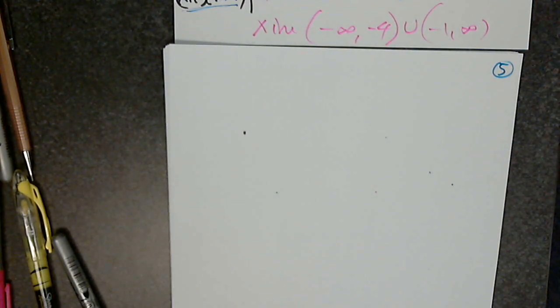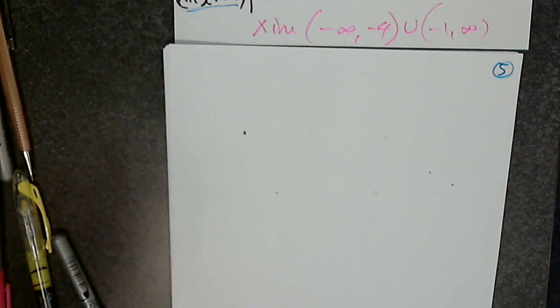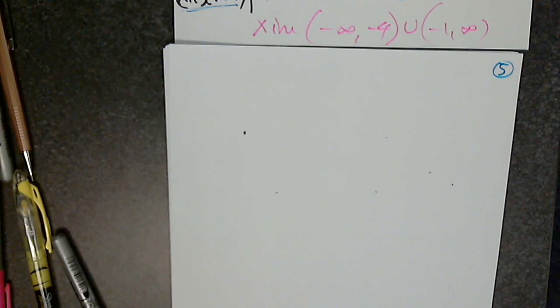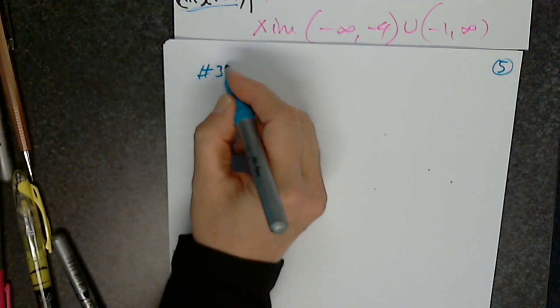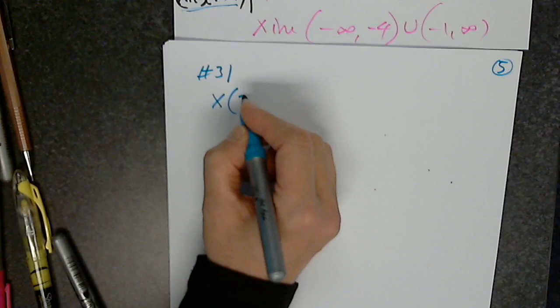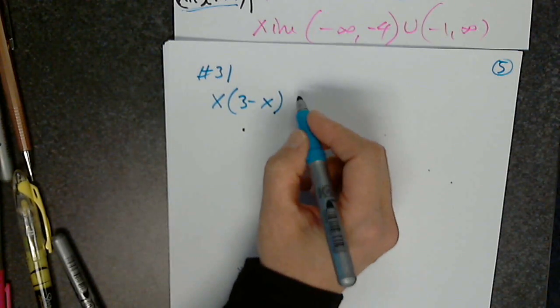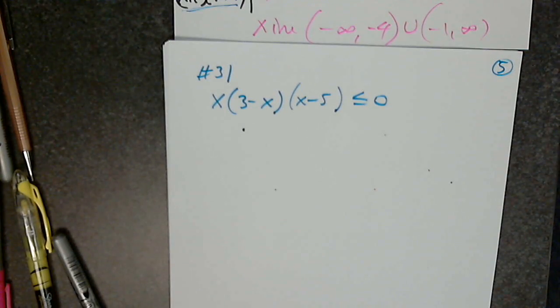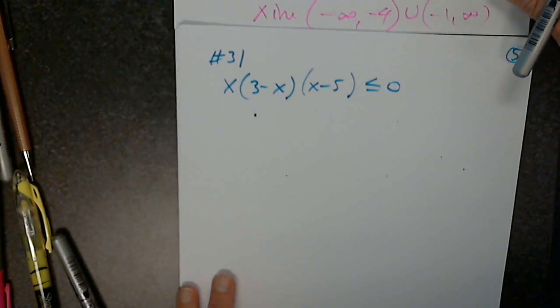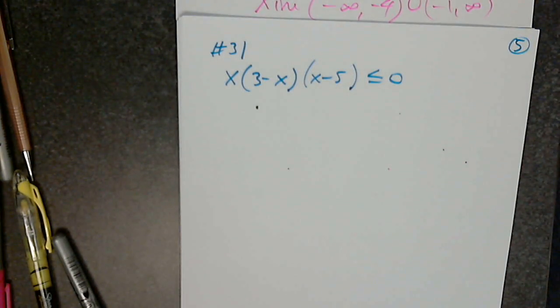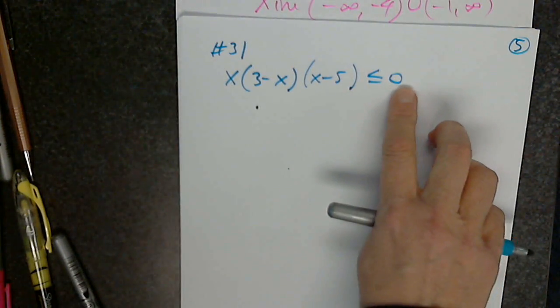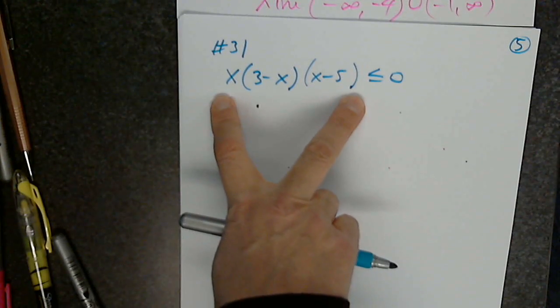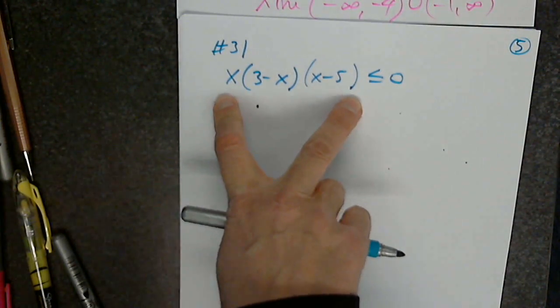Now, this was a quadratic situation. I'm going to move on to 31, and then I'll ask you if you have any questions. 3 minus x times x minus 5, less than or equal to 0. Obviously, this is already set up for my chart. Why? I have 0 on one side, and a product on the other. So it's chart ready.